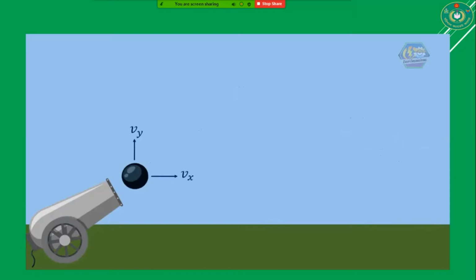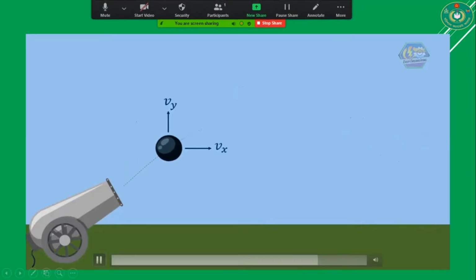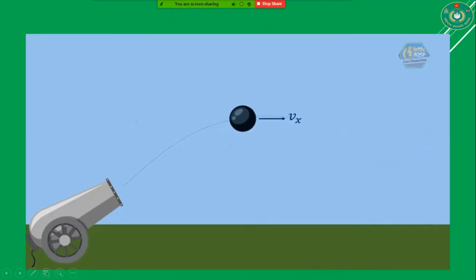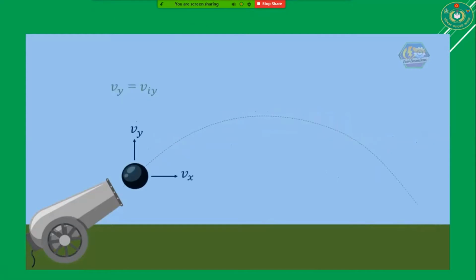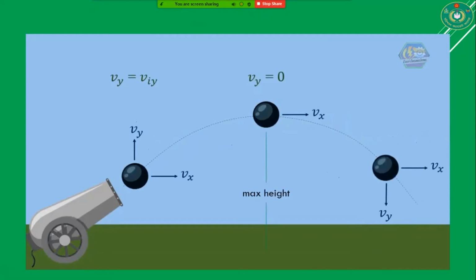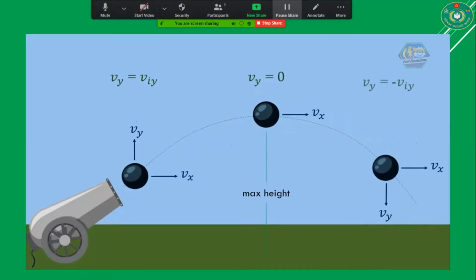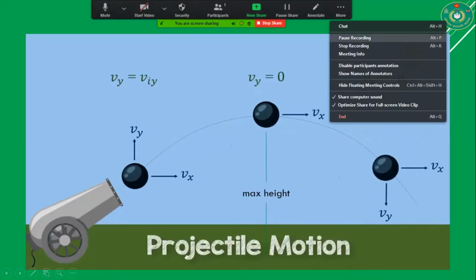To sum up everything, the velocity along x direction is constant and the velocity along y direction is changing with respect to its position. Initially, the velocity along y direction is when the cannonball reaches the maximum height, the velocity along y direction becomes 0, and the velocity of a cannonball before it reaches the ground is equal to the initial velocity along y direction, but in negative value.